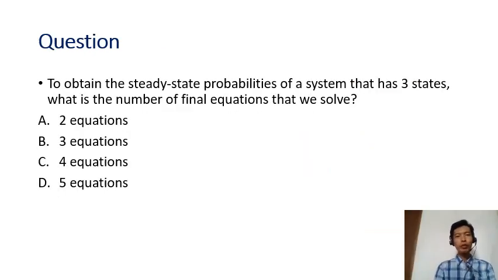Good, so now you know that you may find the steady state probabilities using the equations pi equals pi times P, but remember that any one of them must be replaced by the equation that says the sum of all pi's equals 1. Okay, let me give you a question to check your understanding. To obtain the steady state probabilities of a system that has 3 states, what is the number of final equations that we solve? So as usual, I will give you the answer after the pause on the video.